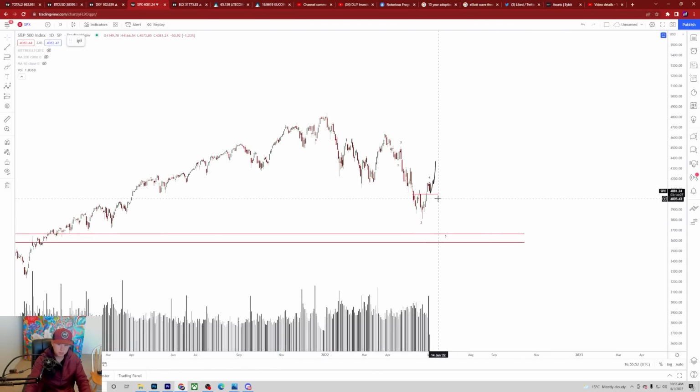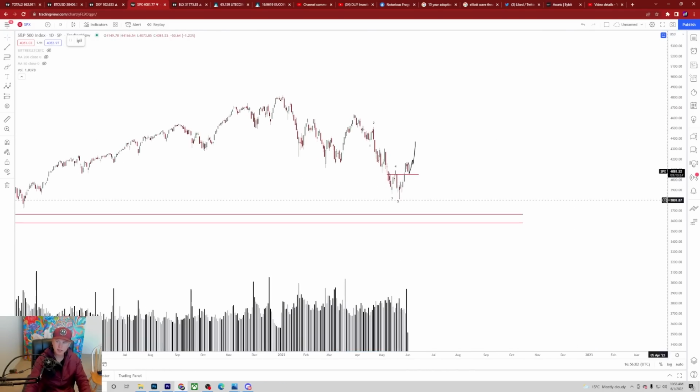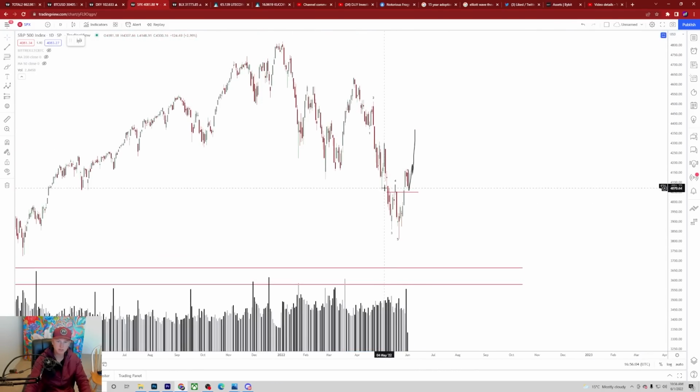But there's equally as much opportunity for us to bottom right here. I also see the opportunity that we've already completed our 5 impulse waves down, and this is our bottom. The thing is, we're just at this big resistance level. So we need to break above this resistance. This is pretty much our key resistance if we go to a weekly time frame.